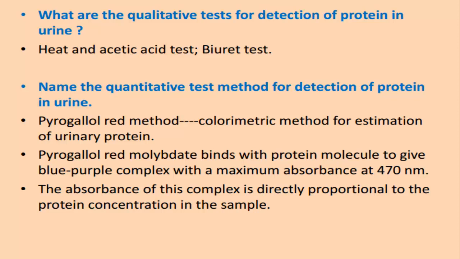This is a colorimetric method for estimation of urinary protein. And here pyrogallol red molybdate binds with protein molecule to give blue purple complex with a maximum absorbance at 470 nanometer, and the absorbance of this complex is directly proportional to the protein concentration in the sample.